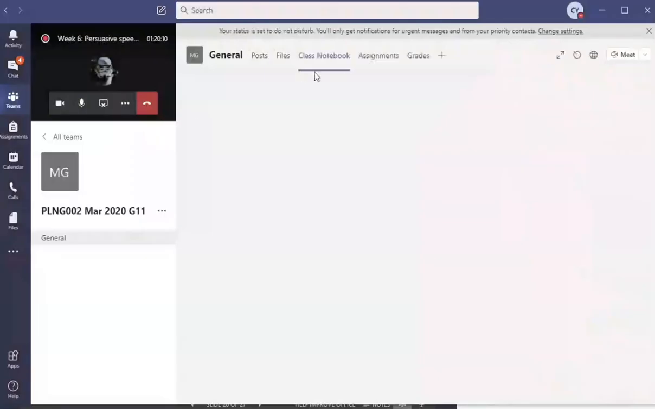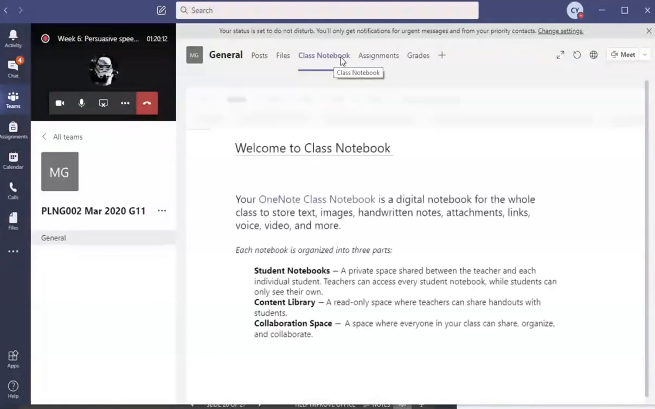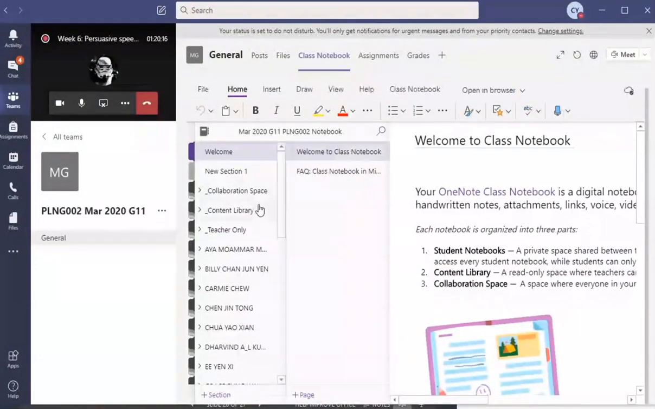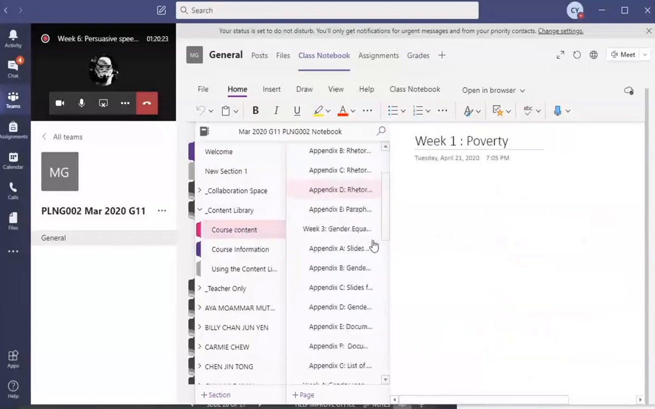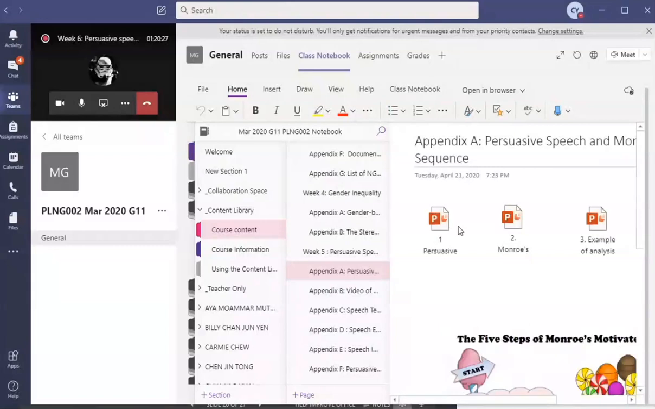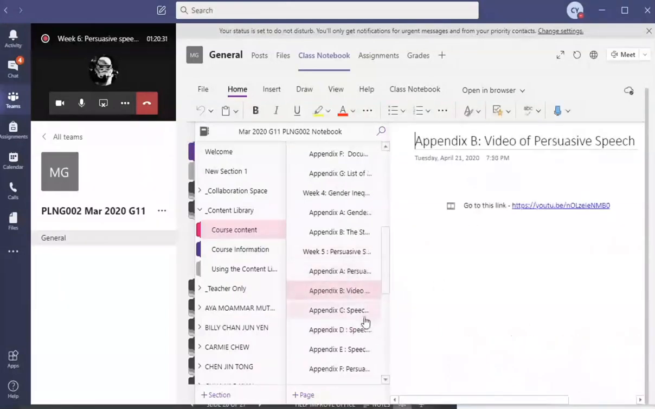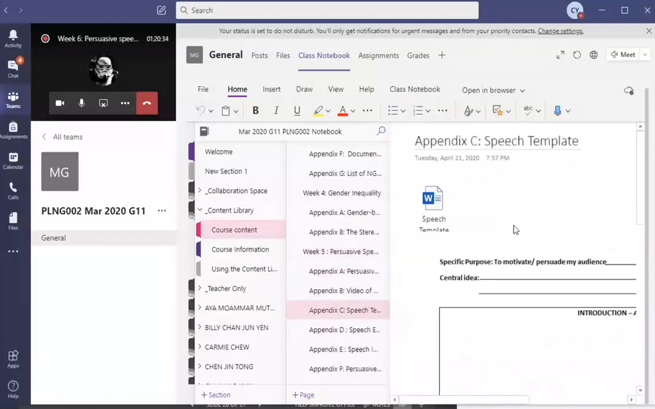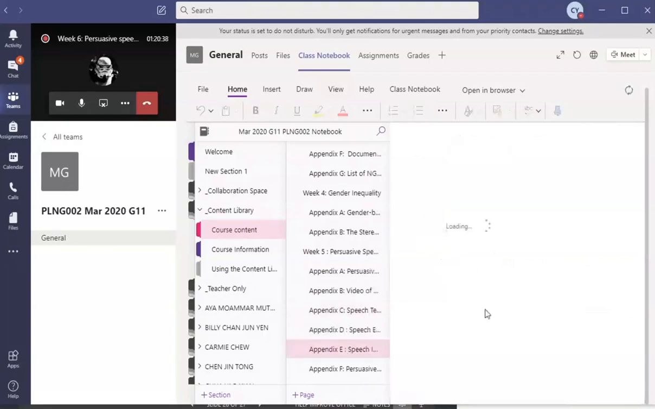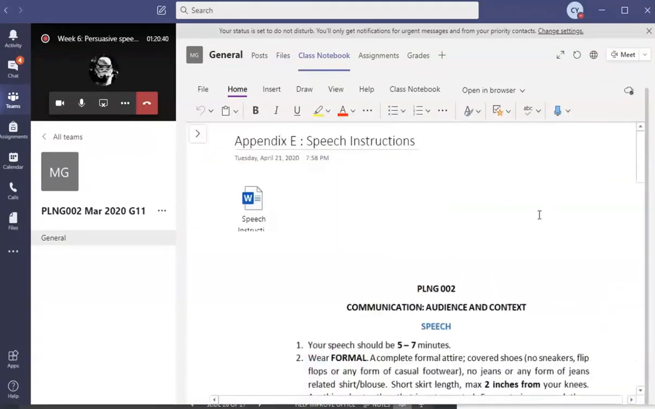Let me show you. Before I start, I'm telling you first so that you will pay attention and know how to write your speech later on. Here is the course content, week 5 A to G. This is a video of a persuasive speech. This is the speech template. Later we'll be using all of this. This is a speech example, and this is the speech instruction.